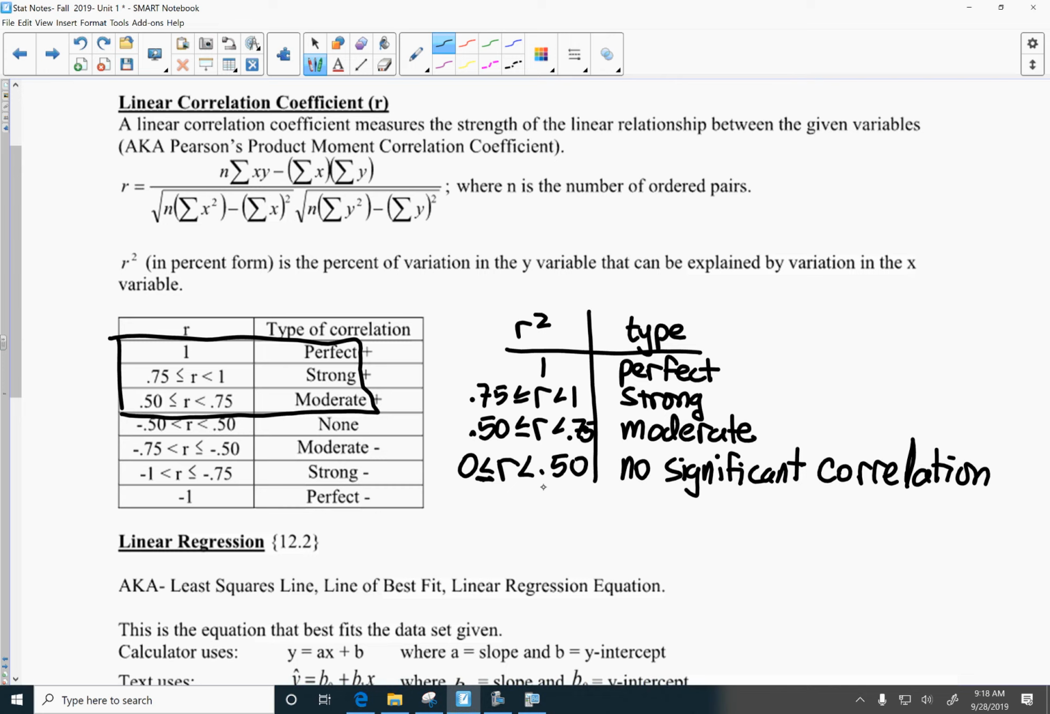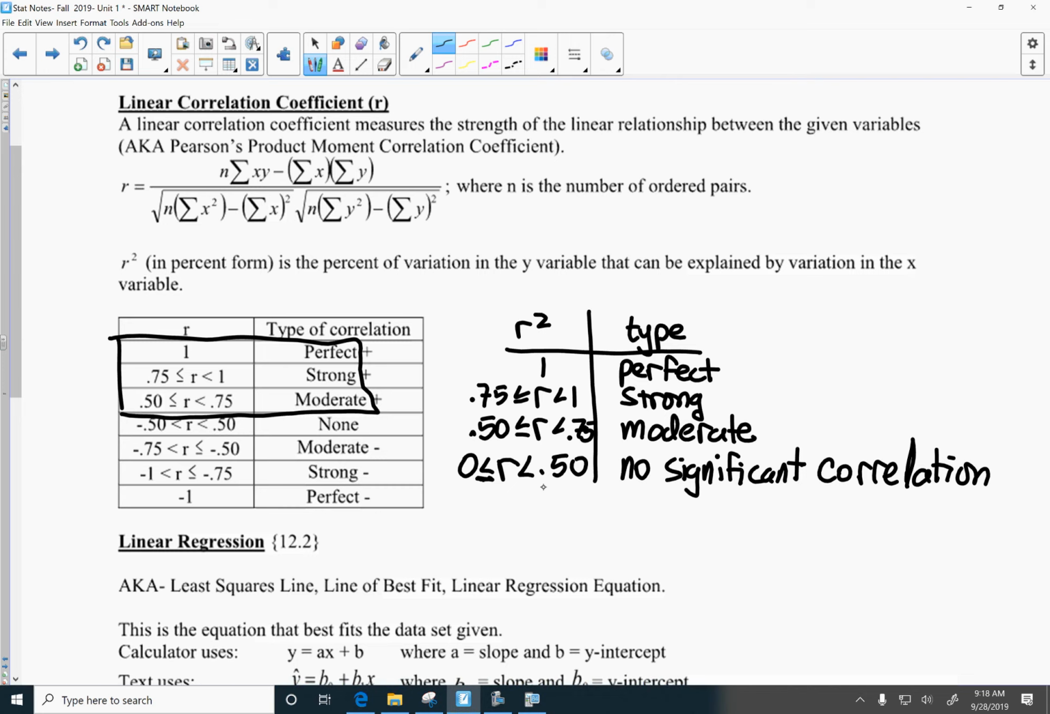And again, we're talking about the math side of things, not the context side of things. Okay? If we're talking about context, you might look at it and say, well, there's a relationship. The weight of the car and the fuel economy are related to one another. It's just this data set is not bearing that out.